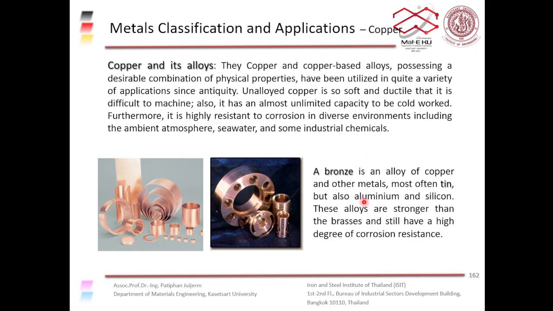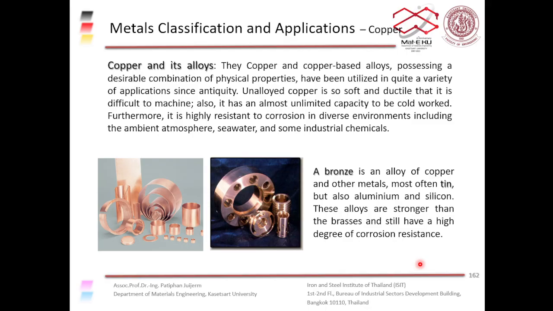Bronze is another alloy of copper, usually with tin. But you can also have aluminum bronze or silicon bronze, when you alloy copper with aluminum or silicon, for example. Tin bronze, or most bronzes, are usually stronger than brass, and also have good corrosion resistance, just like brass. So usually bronzes are stronger than brass, with the same corrosion resistance, but a little bit more expensive.